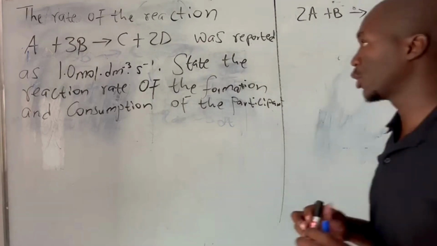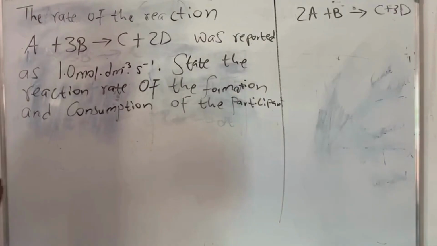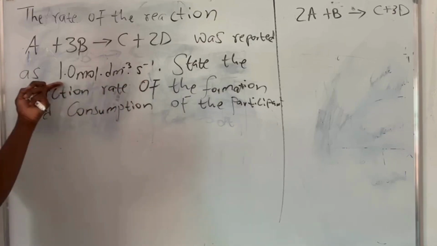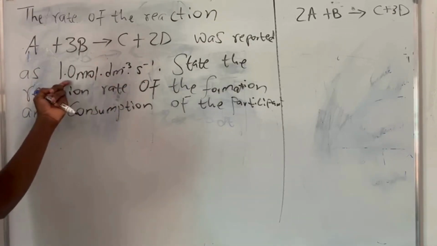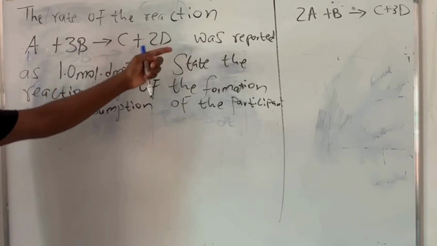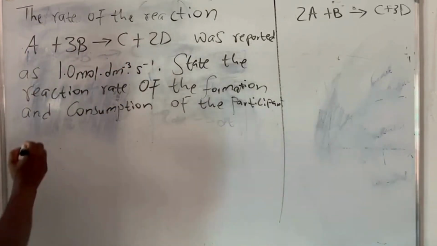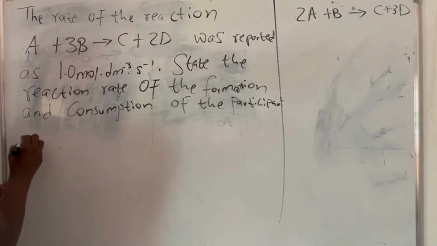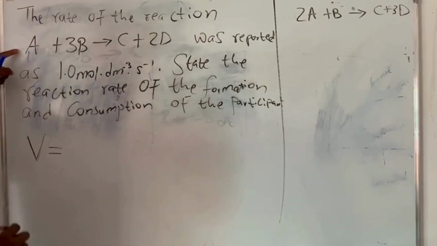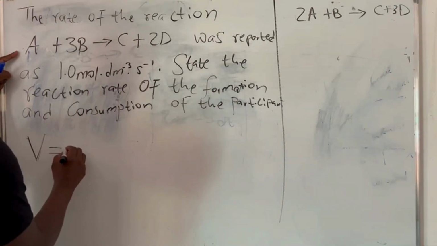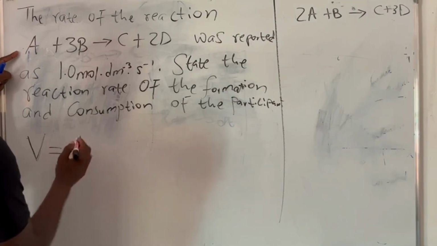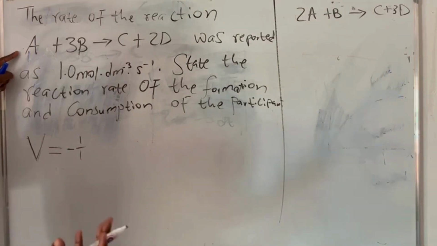Now, what we are going to do when we have something of this nature is that we are given the rate, right? Remember, the rate for everything should be 1 mole per decimeter cube per second. But we want to find the one for each participant. So how do we do that? Let me say V for the rate. The rate should be equal to what? For the first one, we associate it with negative 1/1. However, this negative just indicates that it is the one that has been consumed.